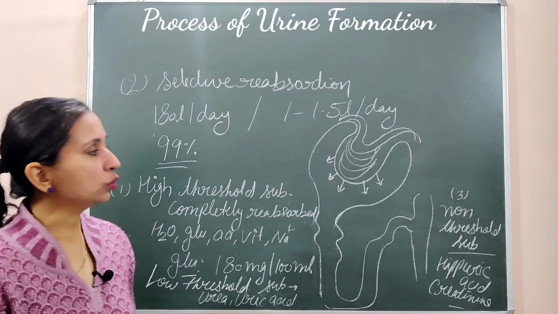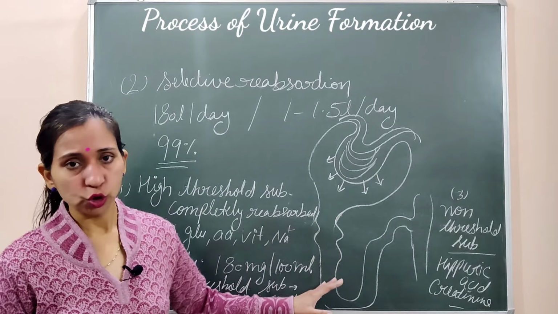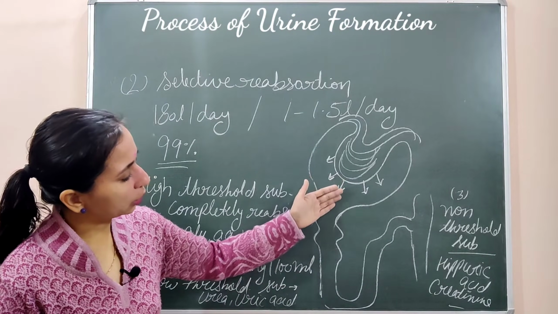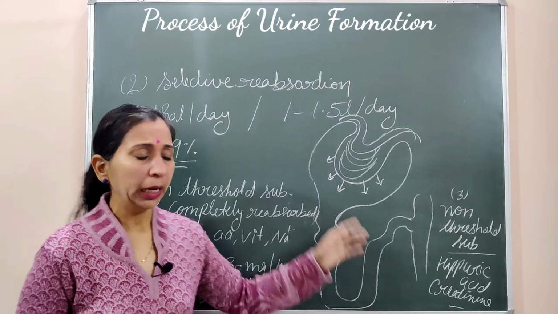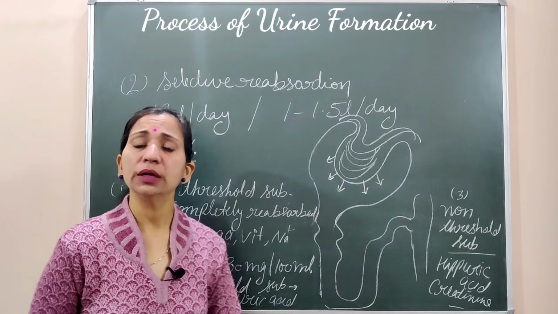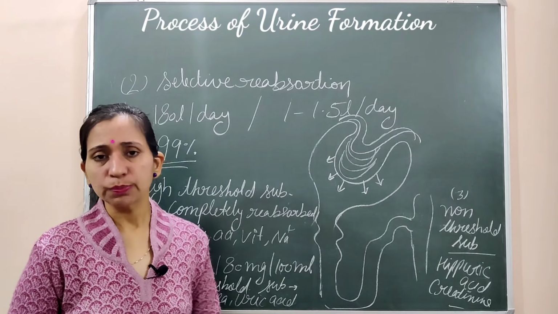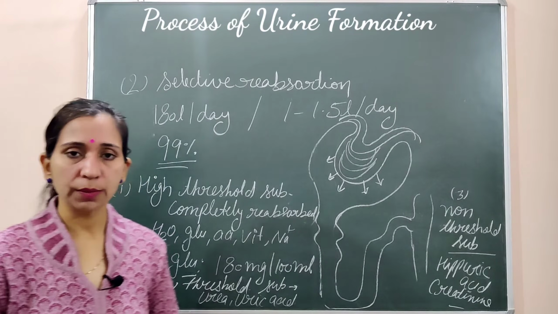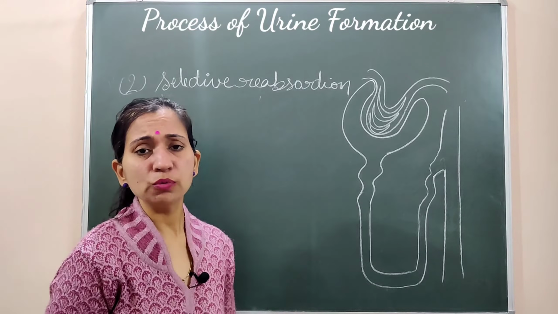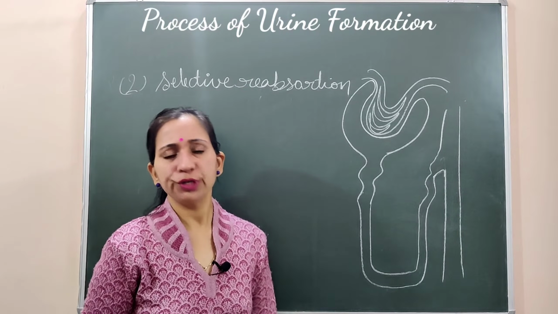Now let's see how this reabsorption will happen. As I told you, this reabsorption occurs in the different parts of the renal tubule. Reabsorption is happening in different parts of the renal tubule in different ways. Now we talk about which part reabsorbs what, and how the reabsorption happens in the different parts of the renal tubule.